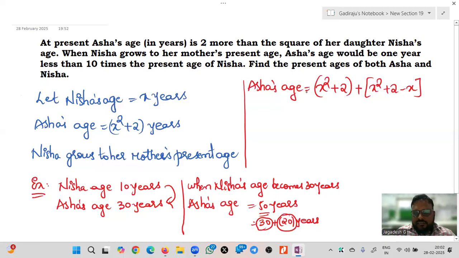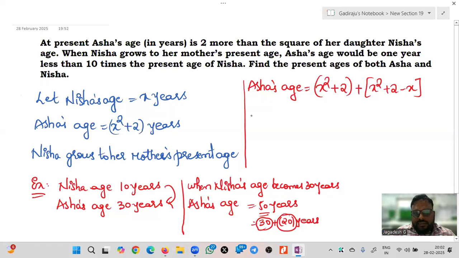So Asha's age increases. How much does it increase? When Nisha's age grows from x to x square plus 2, Asha's age also will increase. x square plus 2 was the present age plus this difference. Just remember the concept of 30 plus 20, that is 50 years. The same way this also will increase. So what happens at this particular time when Nisha comes to her mother's age? At that time, Asha's age would be 1 year less than 10 times the present age of Nisha.